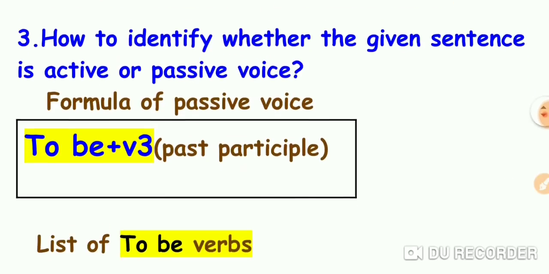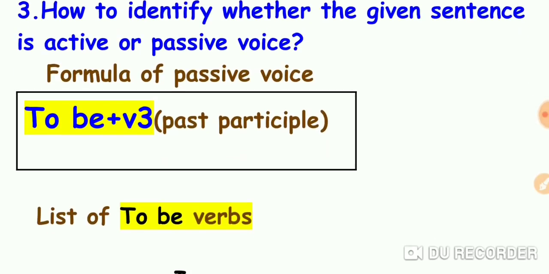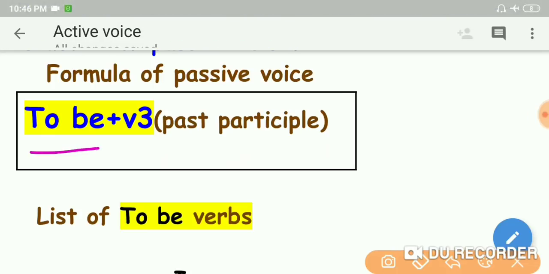So here is a very easy formula to know whether the given sentence is active or passive voice. So what is that formula? The formula of passive voice is, if you want to call any sentence passive voice, there must be one to be verb and one V3 form. If there is only one to be verb, that is not a passive voice. If there is only one V3 form of the verb, that is also not a passive voice.